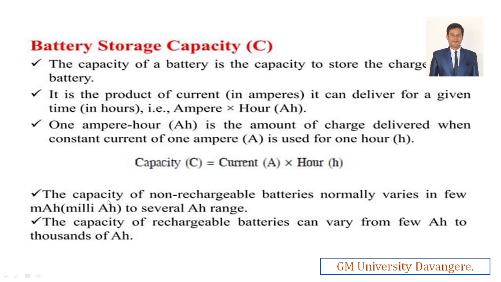The capacity of non-rechargeable batteries normally varies from a few milliampere hours to several ampere hours. So that is for non-rechargeable batteries. Apart from the lithium batteries, other batteries will be identified in terms of milliampere hour to several ampere hour ranges. Right, the capacity of rechargeable batteries can vary from a few ampere hours to 1000 ampere hours.